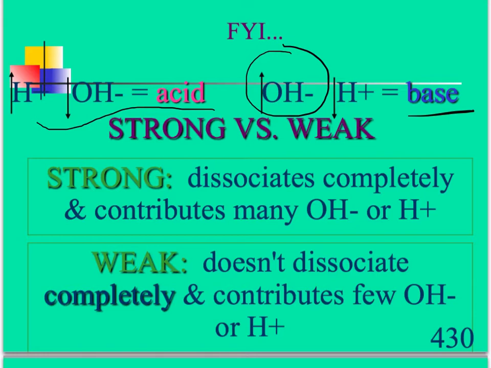Now we can look at whether the solution is strong versus weak. So if it's a strong acid or base, it's going to dissociate completely and contribute a whole bunch of hydronium ions or hydroxide ions. If it's a weak base or acid, it's not going to dissociate completely and contributes few of these ions.